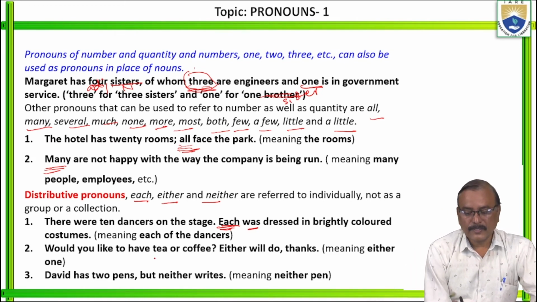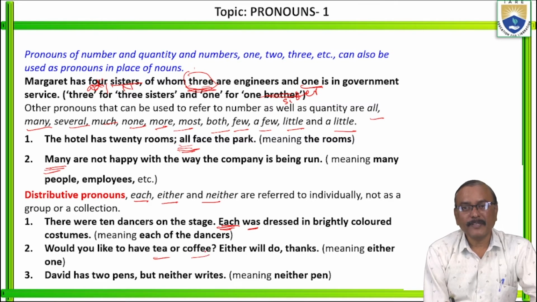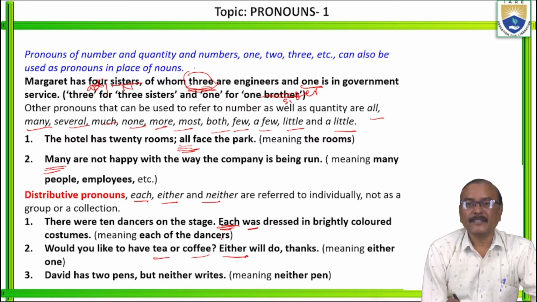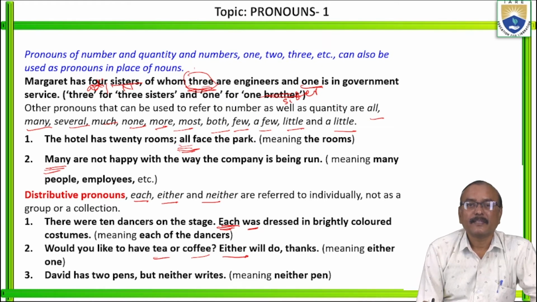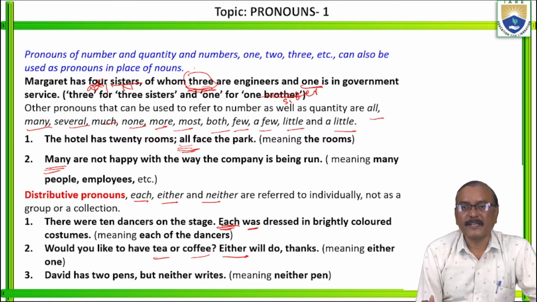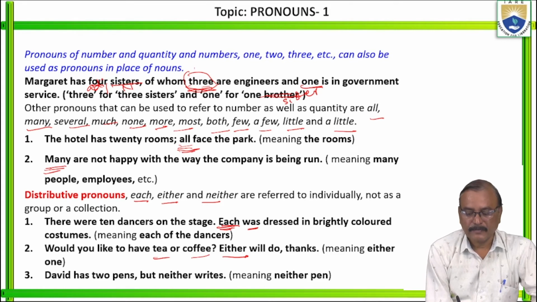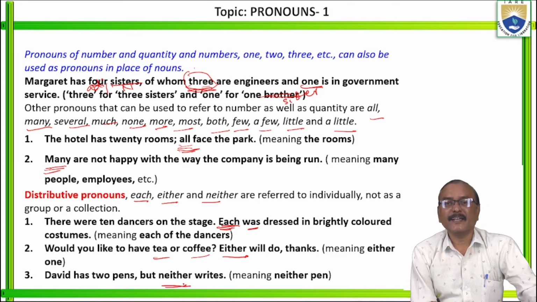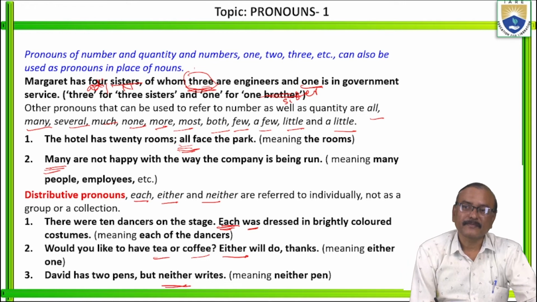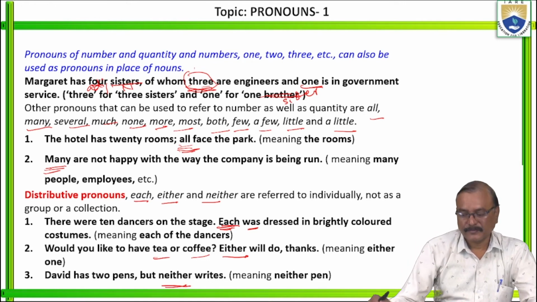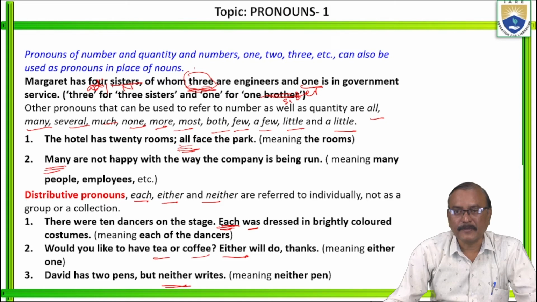Would you like to have tea or coffee? Either will do. Either means either tea or coffee. Is it clear? So here each, either, neither are considered as distributive pronouns. David has 2 pens, but neither writes. Neither writes. These are called distributive pronouns.